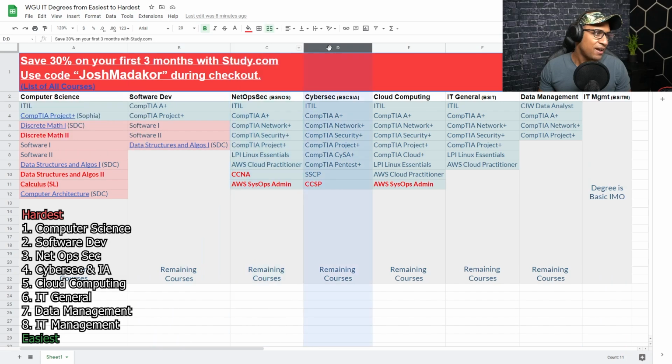Some of these can tie along the way. I'll talk about where I think the ties might be as I go through this, but I'm just going to go through and explain why each degree is where it is in the difficulty hierarchy that we have here.